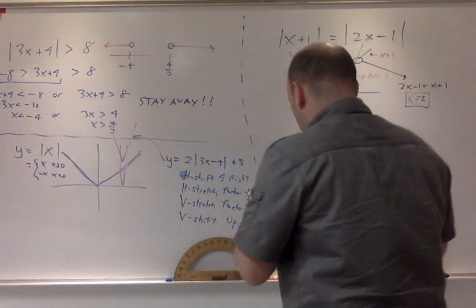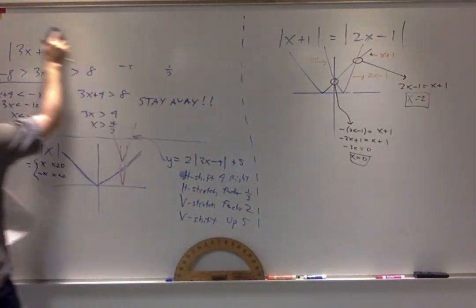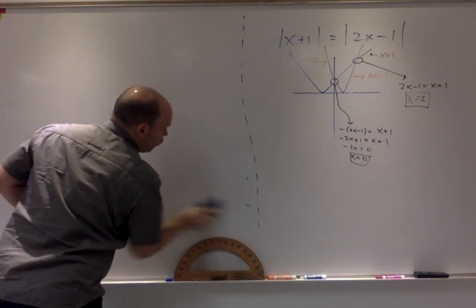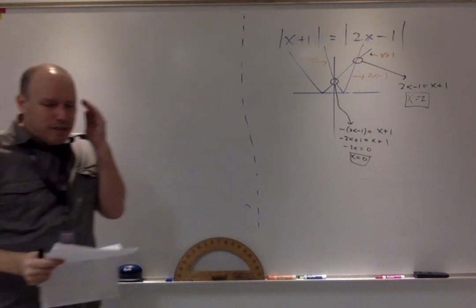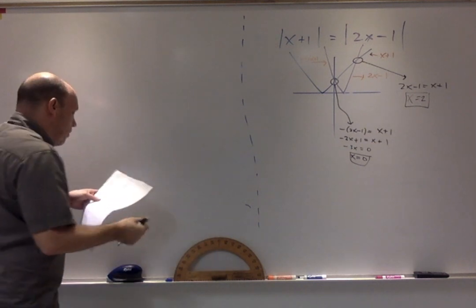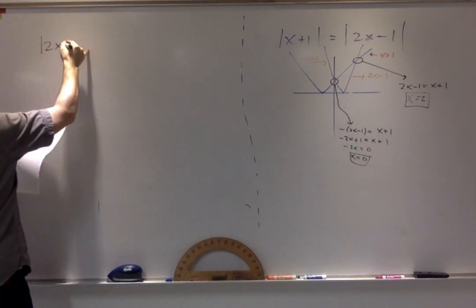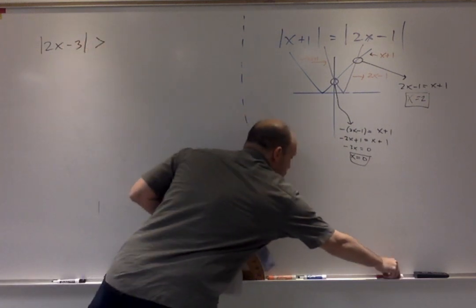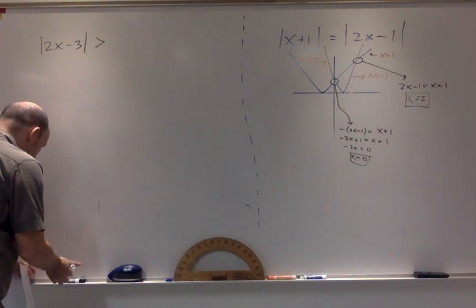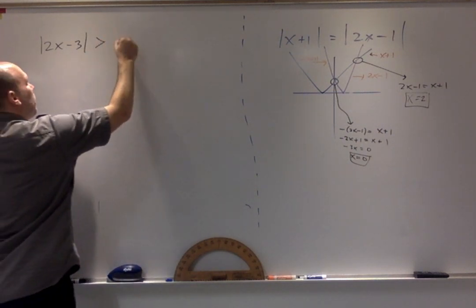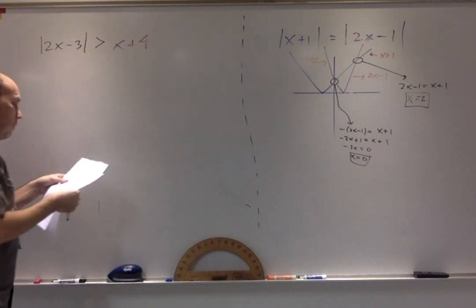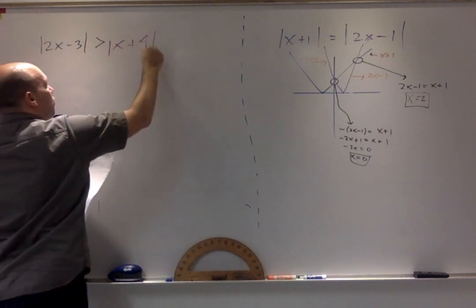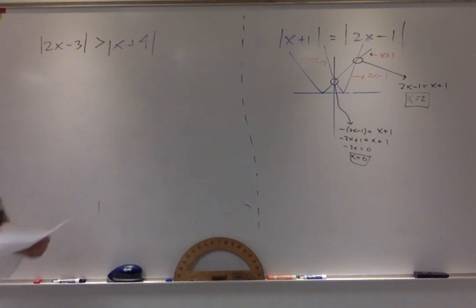How about here's a good one. The next one is absolute values. Get a picture down. Once again, I'm all about the picture. Don't leave these in your head because they'll look weird. So the next one is the absolute value of 2x minus 3 is greater than the absolute value of x plus 4. Okay, let's get a picture down.